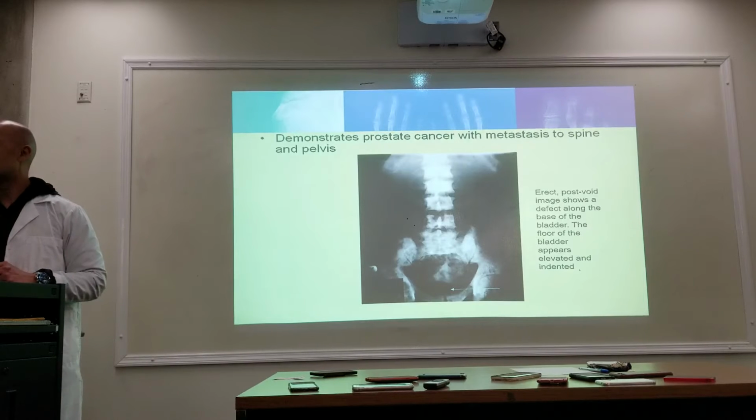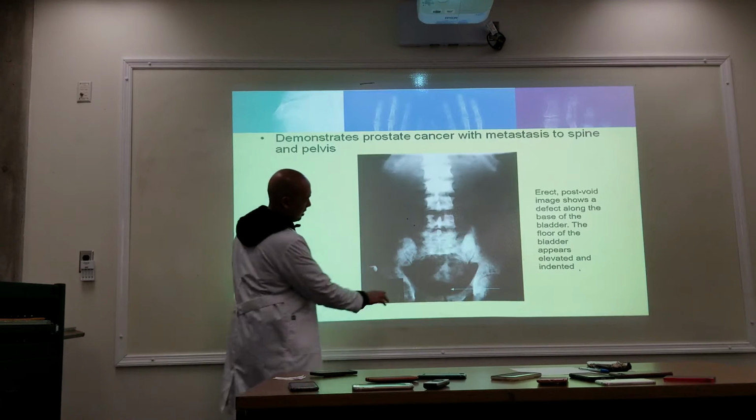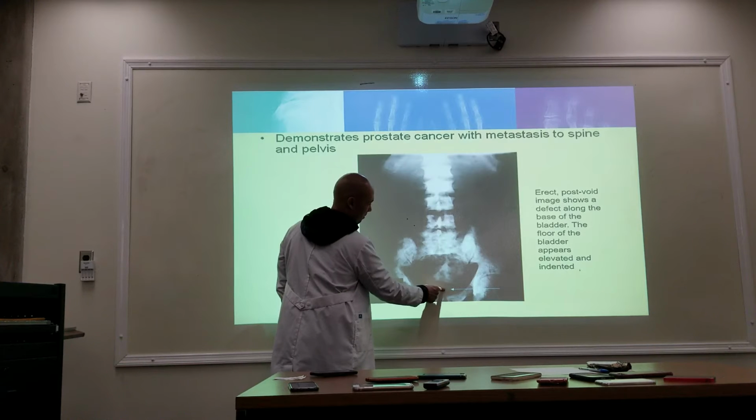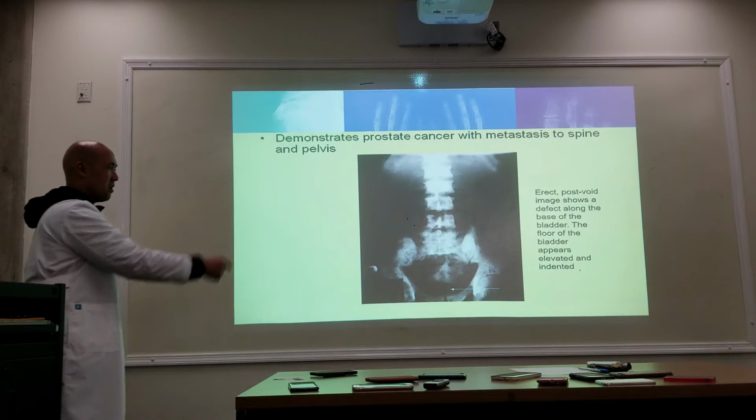This demonstrates prostate cancer with metastasis to the spine and pelvis, so there are some bone changes. Done erect. And we're not seeing the bottom of the bladder over here, so there's some enlargement of the prostate causing the floor of the bladder to be elevated and also indented.